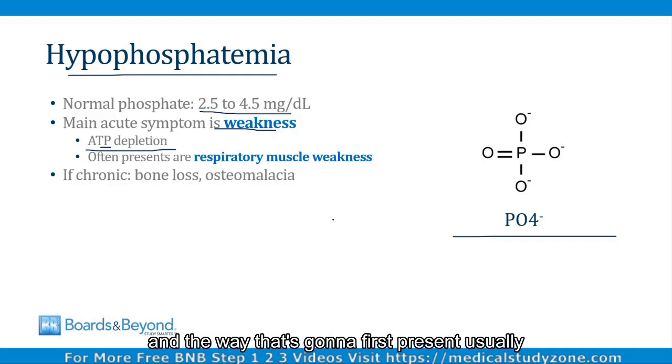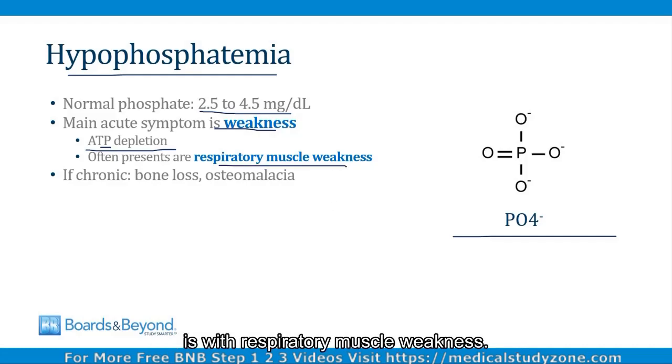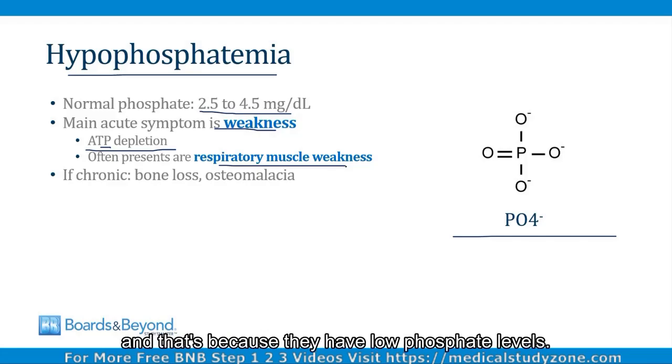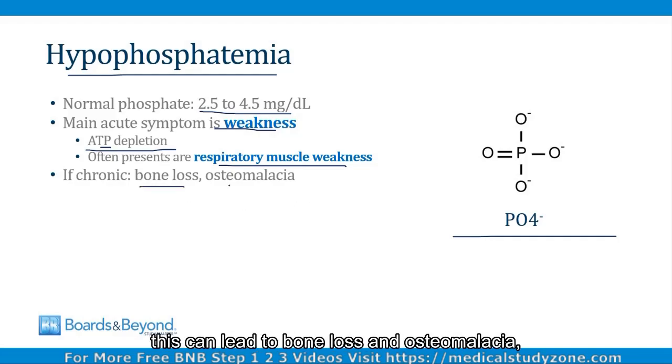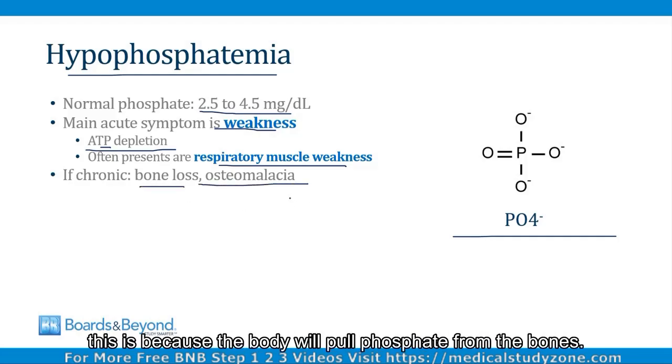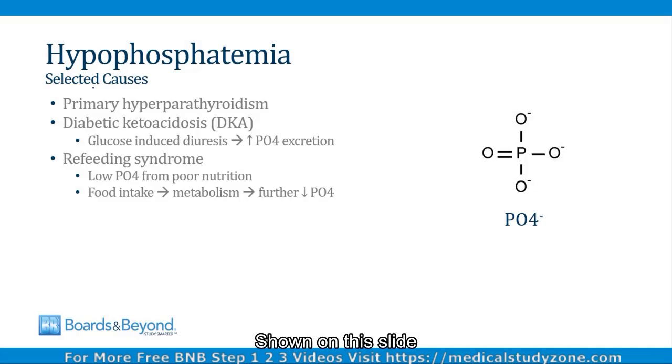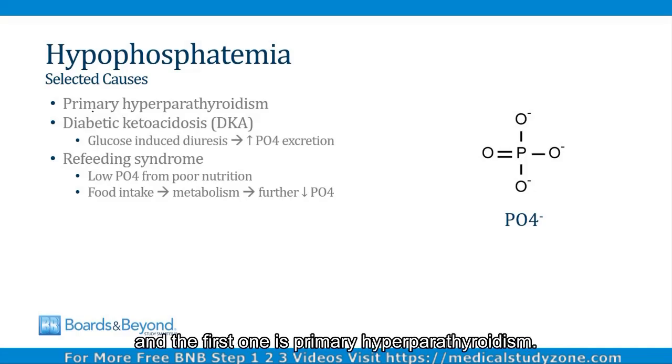And the way that's going to first present usually is with respiratory muscle weakness. So patients will complain of difficulty breathing, and that's because they have low phosphate levels. If the phosphate level is chronically low, this can lead to bone loss and osteomalacia. This is because the body will pull phosphate from the bones. Shown on this slide are some of the causes of hypophosphatemia, and the first one is primary hyperparathyroidism.